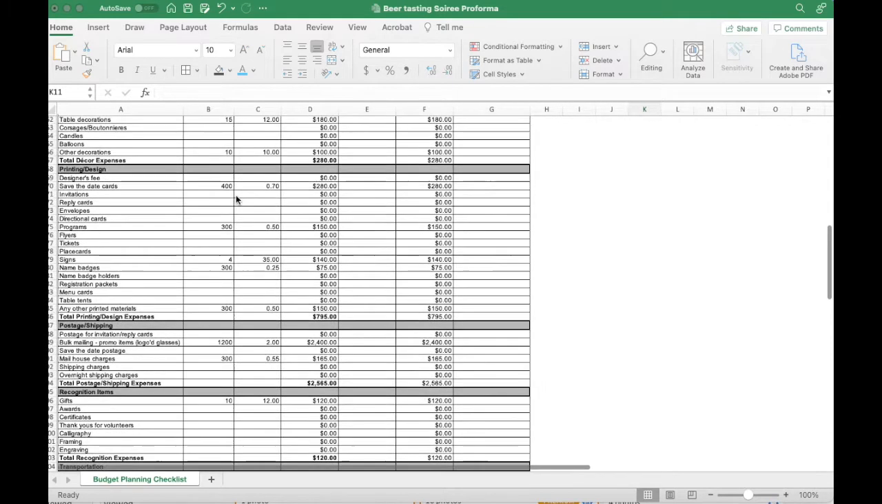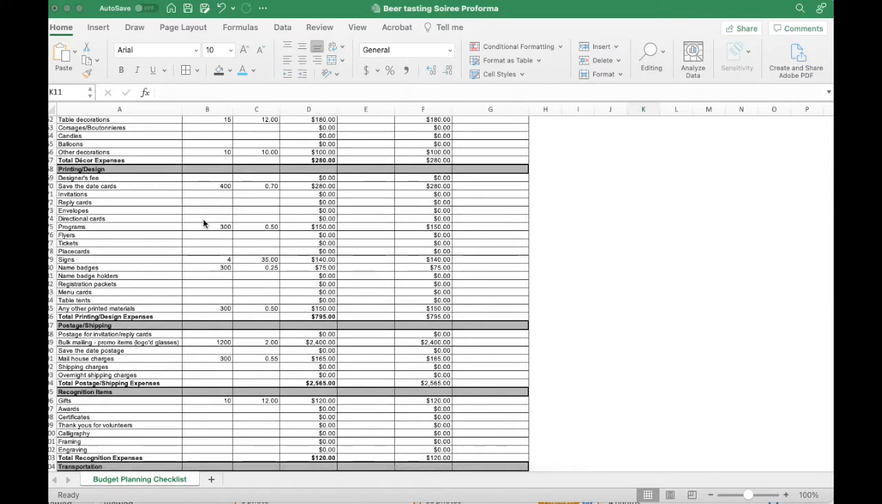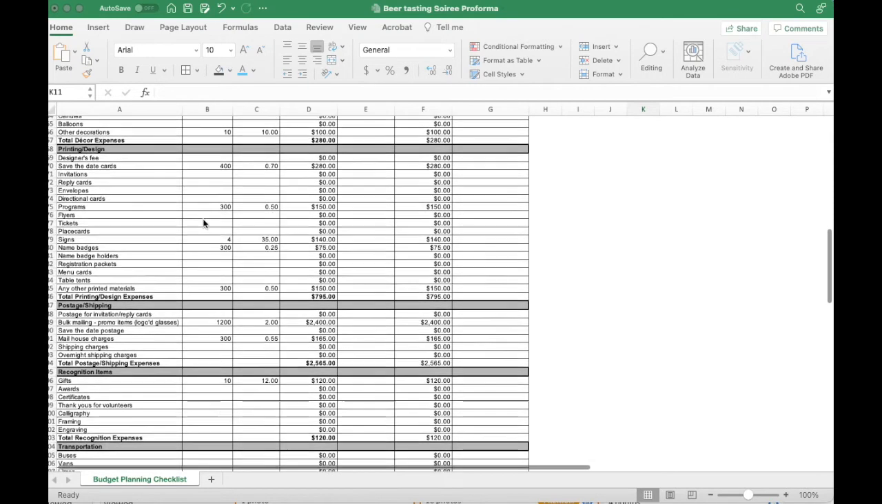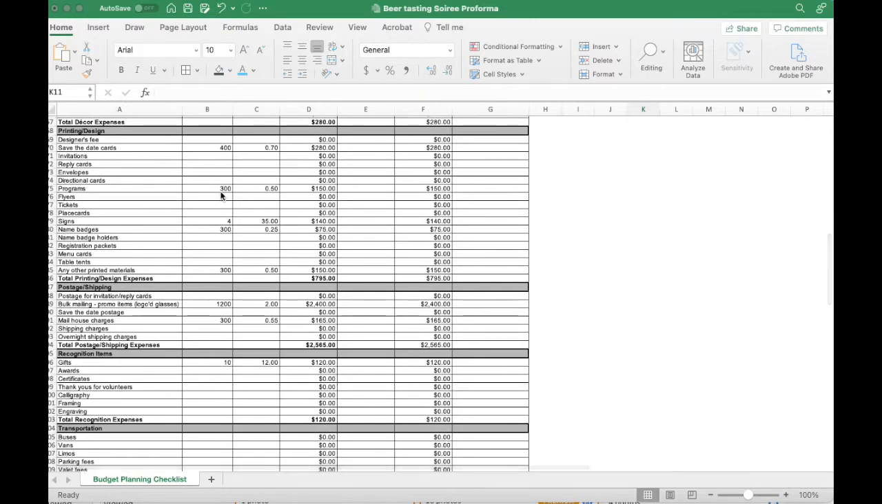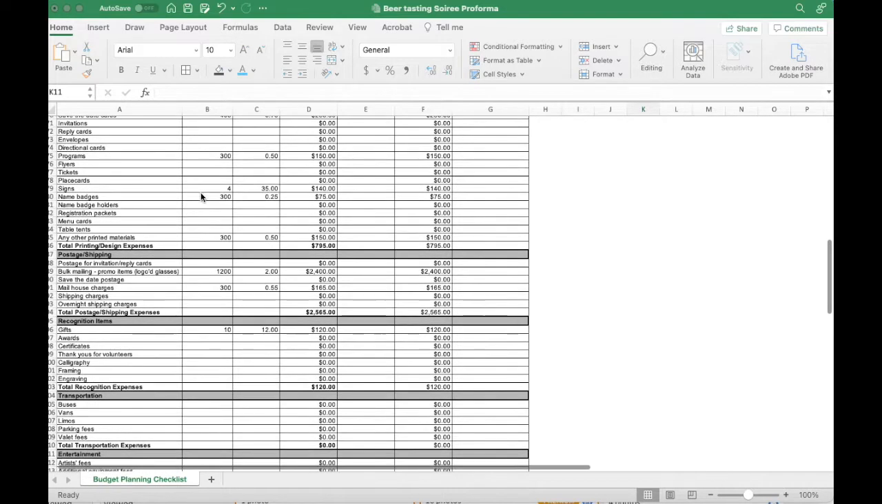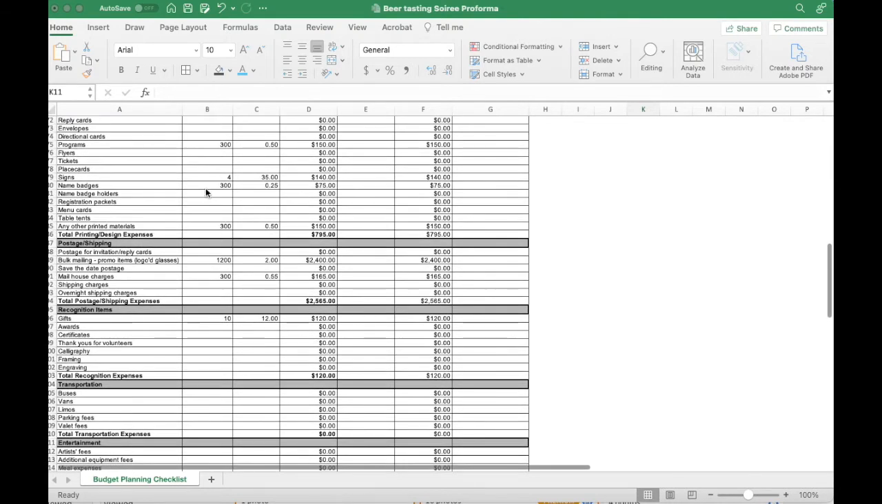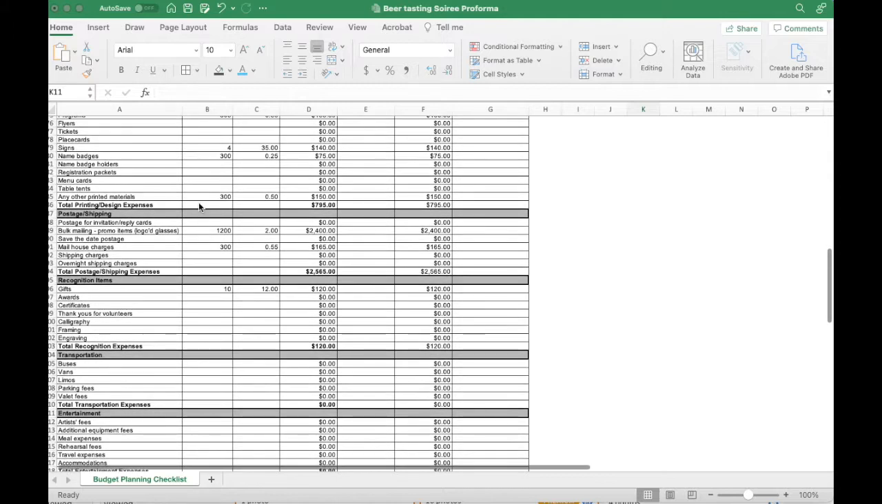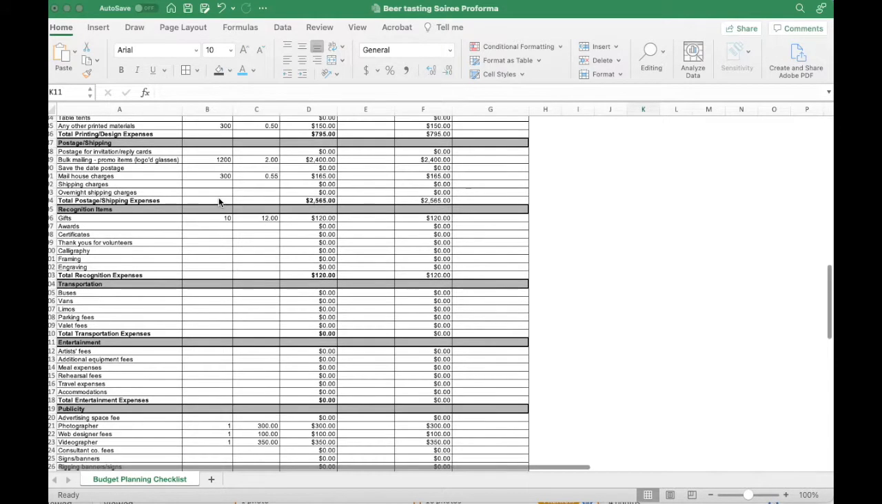Save the date cards. I'm going to have those. Of course, there's going to be heavy email invitations, so there's no expense associated with that. We're going to have programs. In other words, what are you tasting and those types of things. Signs, go here. Once you arrive at the location, this is where you get to the room. Name badges and just miscellaneous other printed materials here.